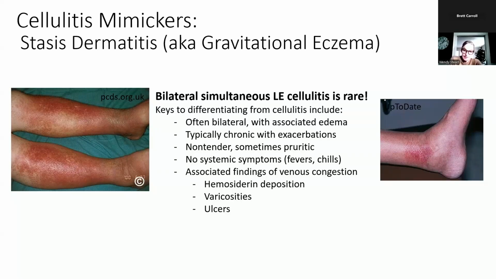It's almost always going to be associated with edema because that's the underlying insult that's causing the reaction. It's typically chronic, although there can be exacerbations. It can be tender, but it's most often not, although it's sometimes itchy. Think about what eczema feels like. And generally, there would not be fevers, chills, or other systemic symptoms with this, and there would be associated findings of chronic venous congestion, often in those limbs like hemosiderin deposition, varicosities, ulcers, and so on.